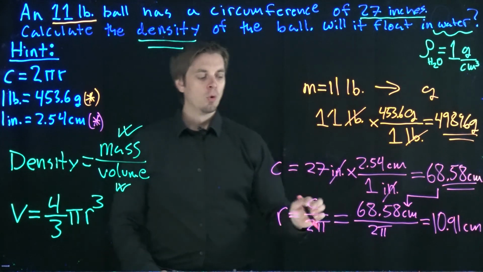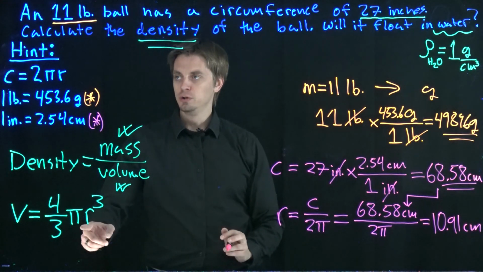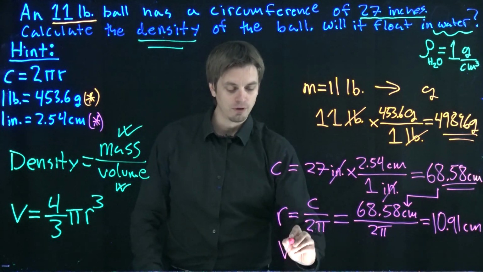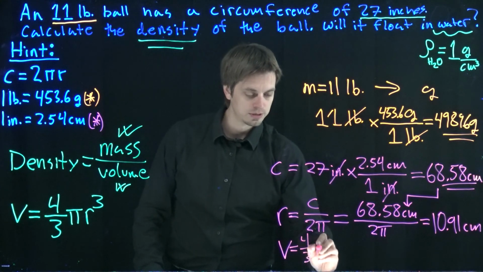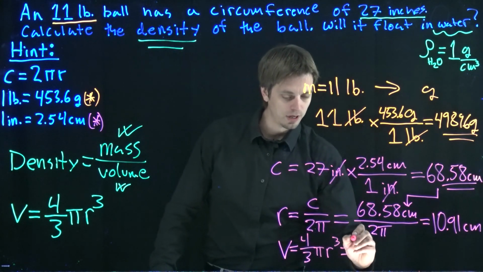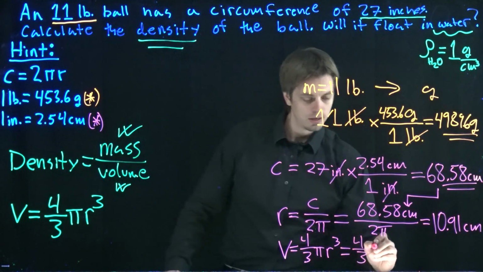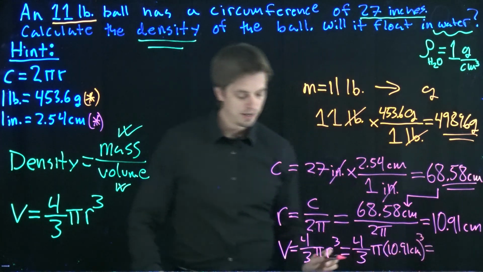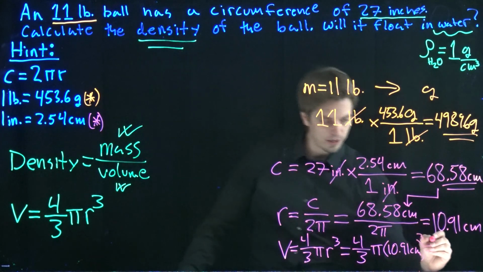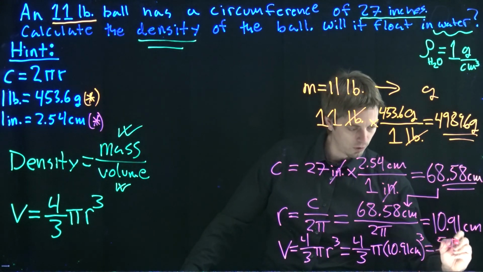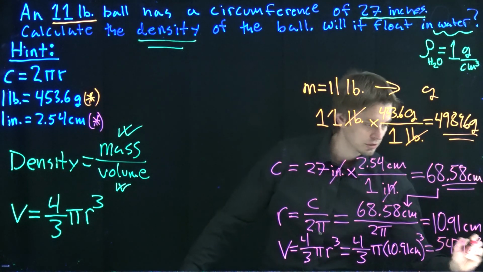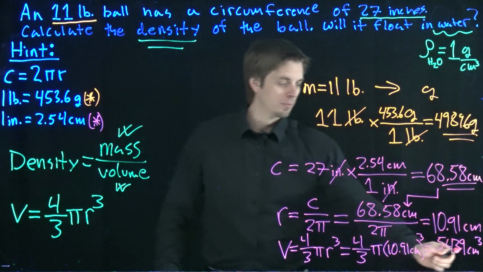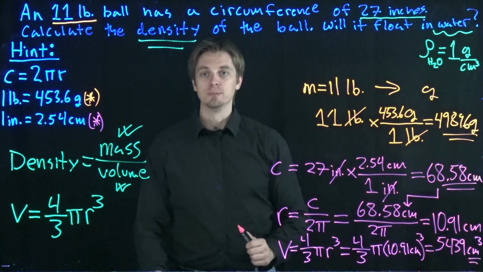Now, finally, once we have the radius calculated, we can use our last equation down here, which tells us the volume. We can determine that the volume is equal to 4/3 pi r cubed. We're going to plug in the value of the radius that we just determined: pi times 10.91 centimeters cubed. If we plug all that in, you should get a value of 5439 centimeters cubed. Because remember, we are cubing both this number and the unit associated with that number. So we're ending up with units of centimeters cubed.